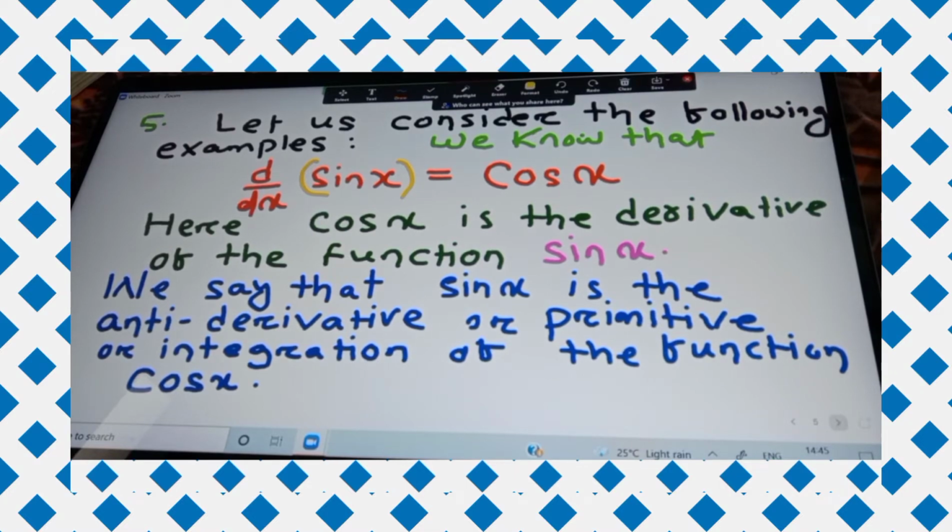If I ask you, cos x is the derivative of which function? Naturally your answer will be sin x. Yes or no? So cos x is the derivative of sin x. So we say that sin x is the antiderivative, or primitive, or integration of the function cos x. Is it clear?